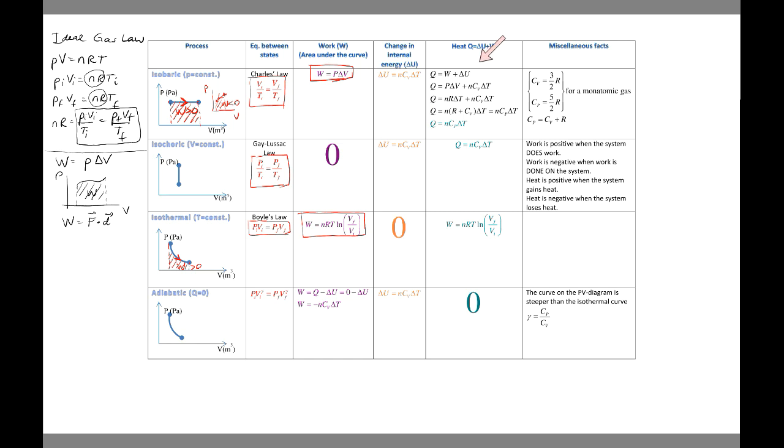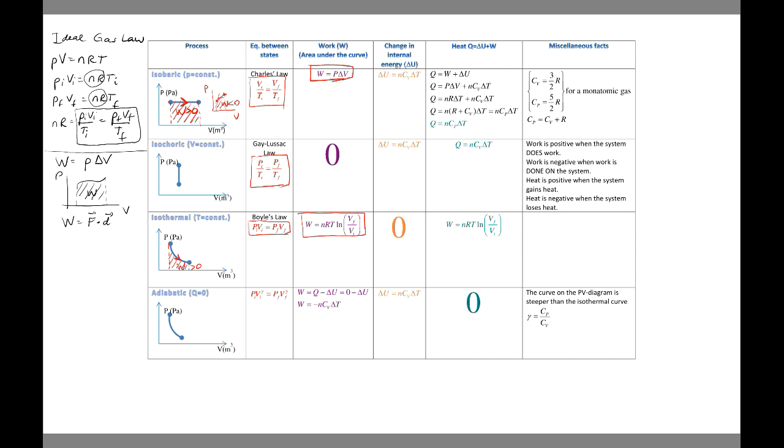The next quantity is the heat, and in most cases we're going to solve for it by using the first law of thermodynamics. So heat is change in internal energy plus work. So let's look at the isobaric process. Q is work plus change in internal energy, so that would be P delta V plus nCv delta T. So from the ideal gas law, PV equals nRT, that means that P delta V is equal to nR delta T, because P is constant. So then nR delta T plus nCv delta T is equal to Q.